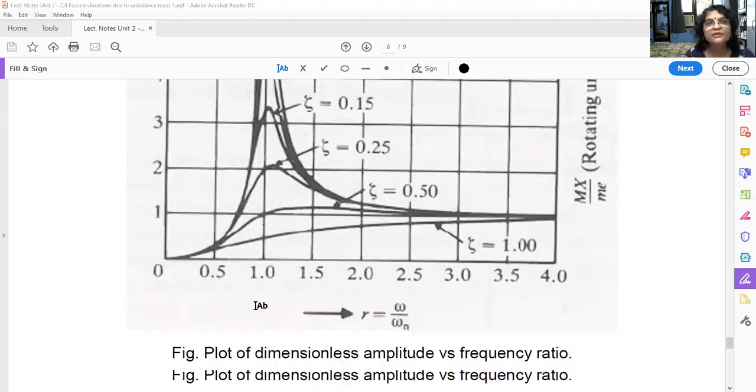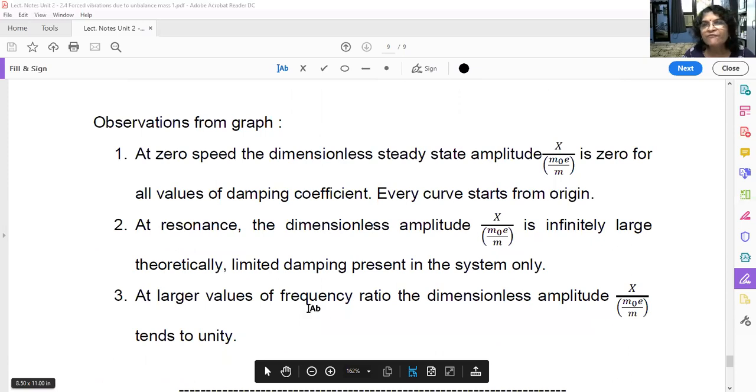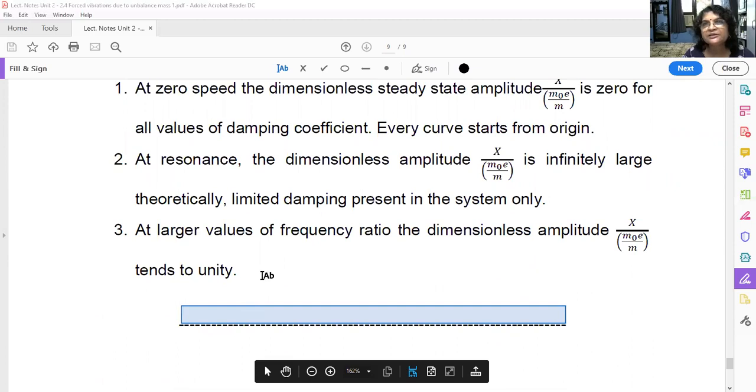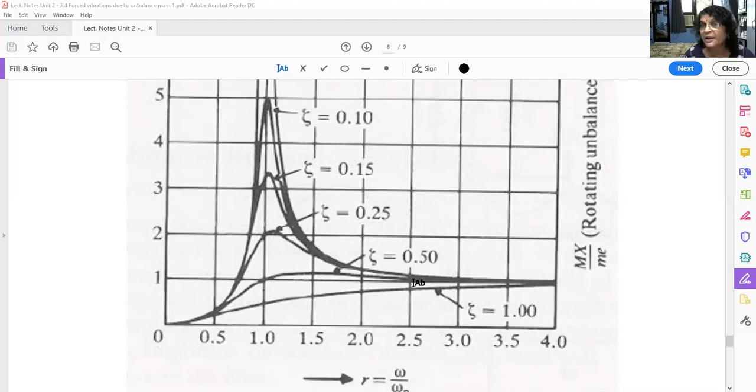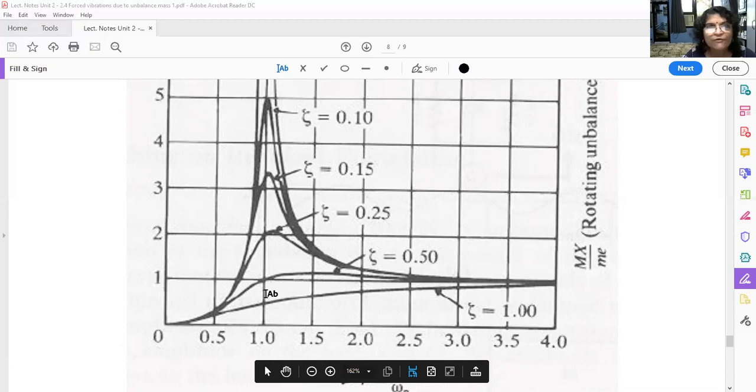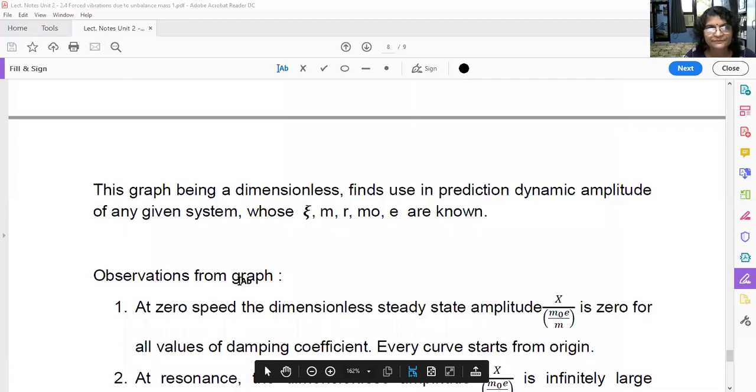The third observation is that at larger values of frequency ratio, the dimensionless amplitude tends to unity. See, this is the third zone, where all these curves are tending to 1, that is the amplitude ratio is 1. So these are the plots for different values of zeta of steady state amplitude versus frequency ratio for the forced vibration due to unbalanced force.